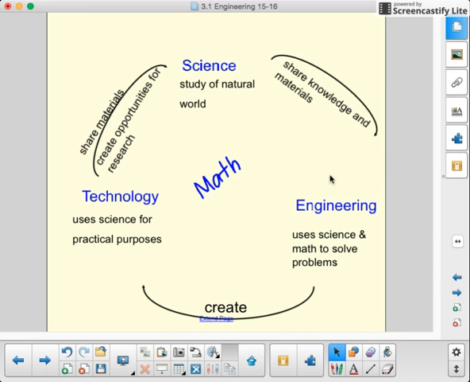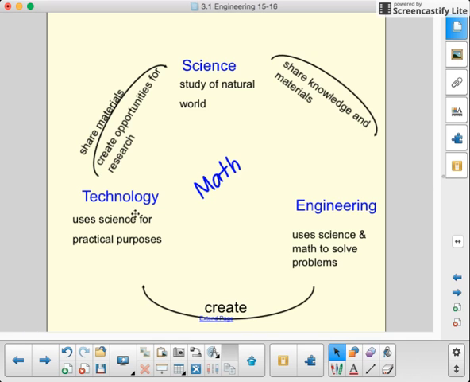So the field of science and the field of engineering share their knowledge and materials. When scientists discover a new material, like, say, the carbon graphite that's used now in things like bikes and golf clubs to make them lightweight, they share that information with engineers who then design a product using the information, like the actual bike or golf club. Engineers use science and math to solve problems, and they create that new technology. They build the new product that will meet a need or solve a problem.